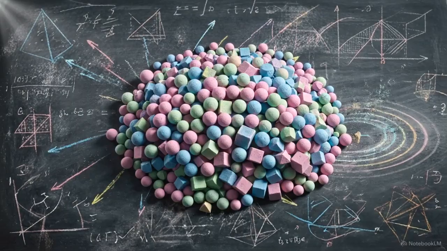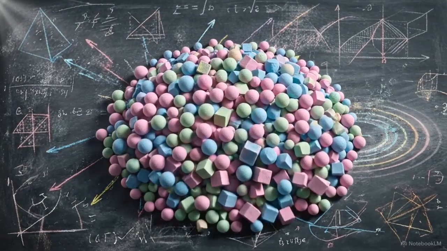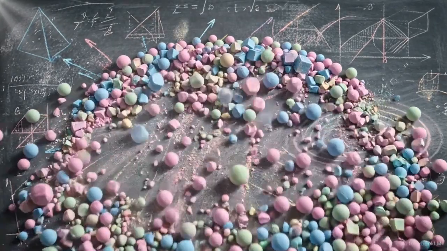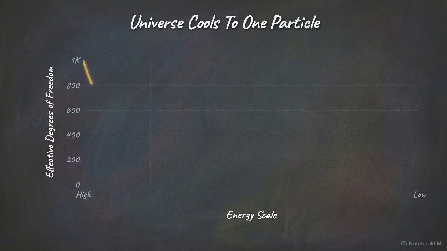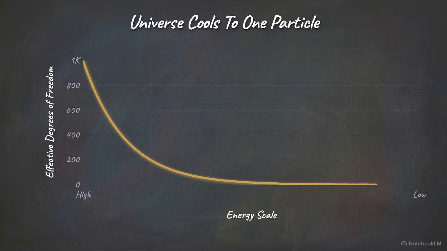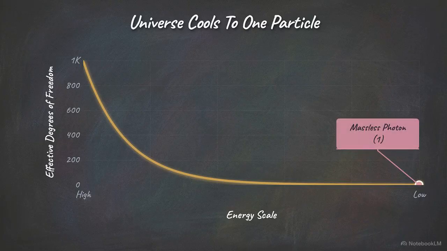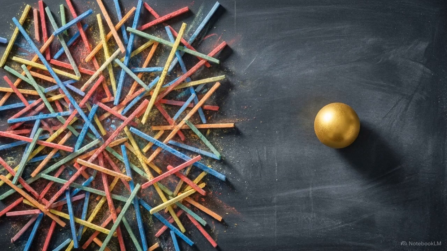If the universe contains nearly 1,000 degrees of freedom, we have to ask why so few of them are visible to us today. The answer lies in the A theorem, a rule proving that as the universe expands and cools, the number of effective degrees of freedom must strictly decrease. At the lowest possible energy scales, the math drops until only one particle remains, the massless photon. Depending on the energy of your perspective, the universe is built of 995.5 fundamental pieces, or just one.